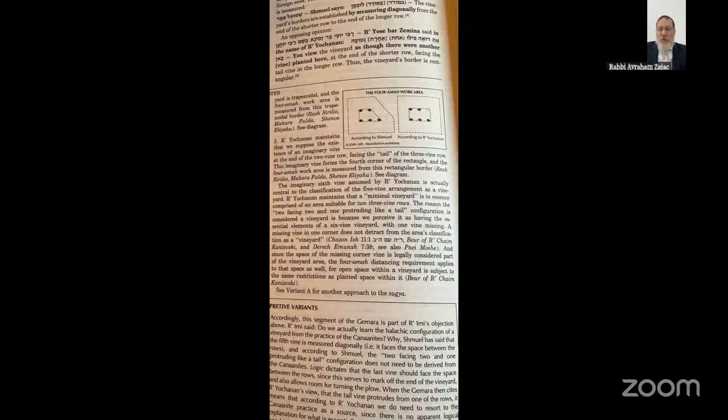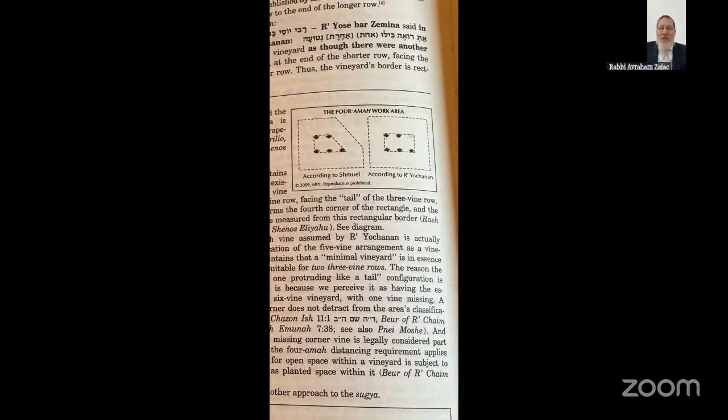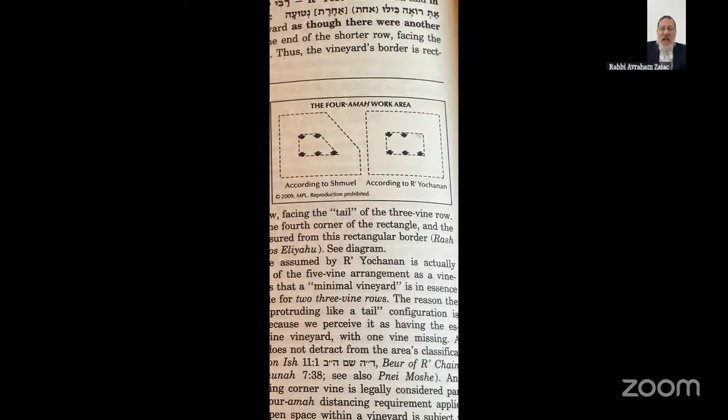Now that you have a vineyard, Kevin, I need the top picture. What are we saying? That once you have a vineyard, it's not 6 tefachim. Now you have to keep a work area gap of 4 amos. How do you measure 4 amos? And we're going, guys, we're following the Rash. How do you measure 4 amos if the vineyard is not symmetrical?